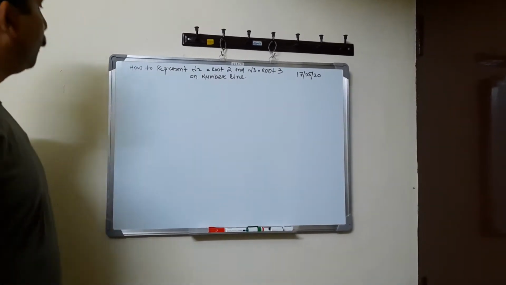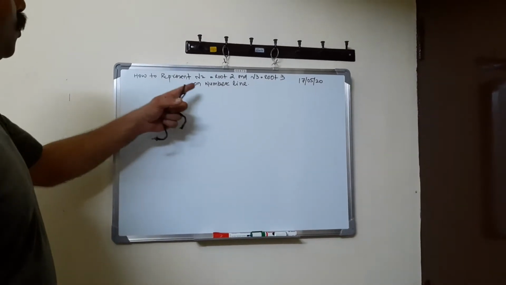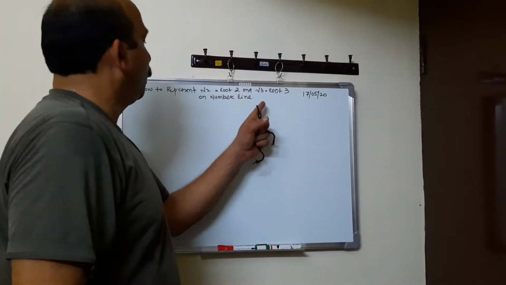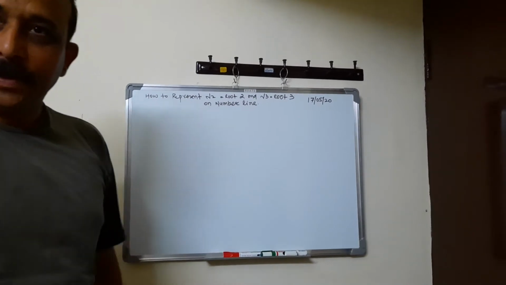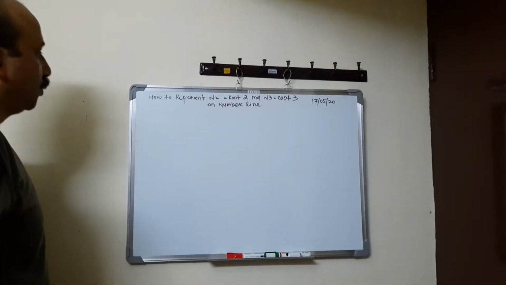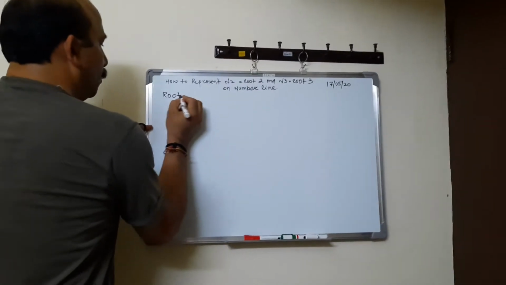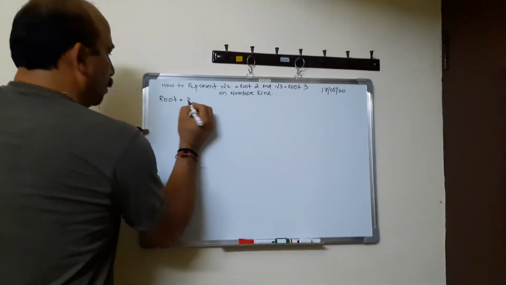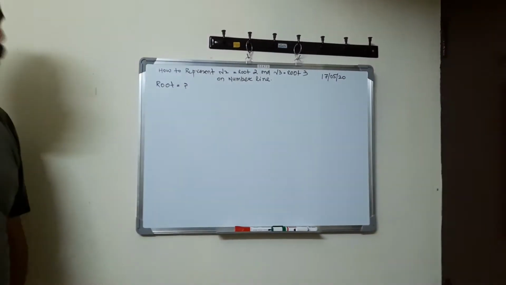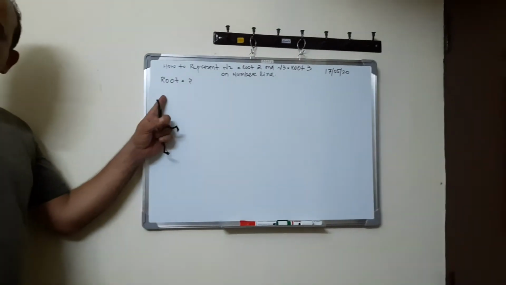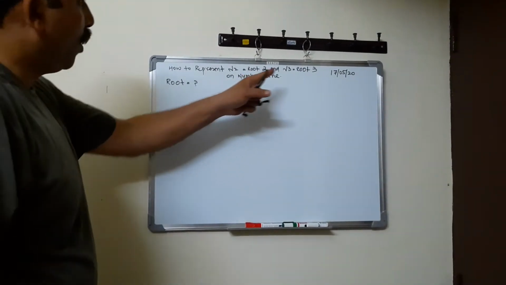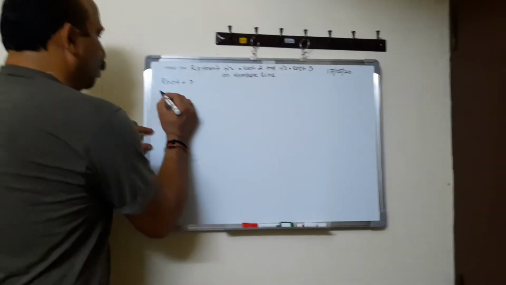Anuj, you told me how to represent root 2 and root 3 on the number line. Yes. So I want to ask you, what is root? So first we have to understand what is root, then we have to understand what is 2.